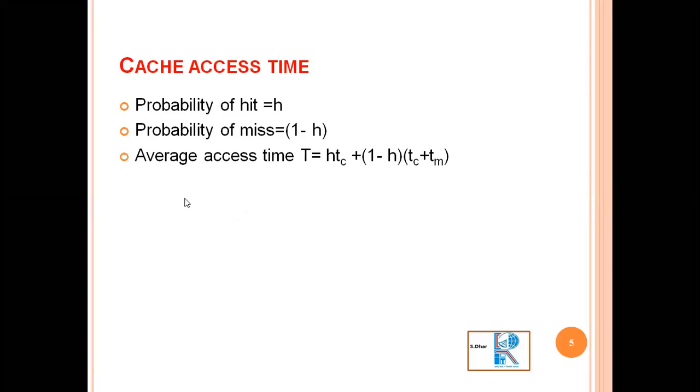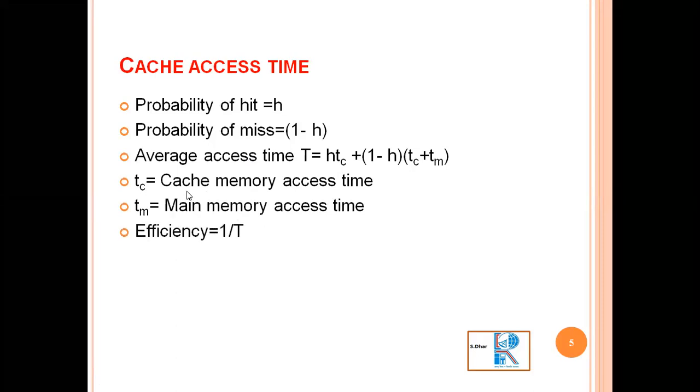Then what will be the average access time? So the average access time of the memory will be h into tc plus (1 minus h) into (tc plus tm), where tc is the cache memory access time and tm is the main memory access time. Now, how to find out this calculation? See here, what is the probability of hit? Probability of hit is h. That means there is a chance that out of 10, h times the data will be present in the cache memory. So if this is the probability of hit and tc is the cache memory access time, then what will be the access time if it is present in the cache memory?